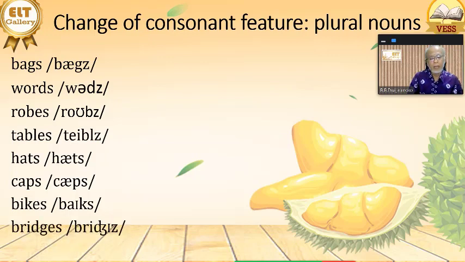And then because we have a hissing sound here, a noisy sound, we cannot just add z after j, and therefore we add the i sound. So bridge, bridges, and we have brush and brushes. So here we see that the voiced and voiceless feature determines the pronunciation of the suffix for plural nouns.